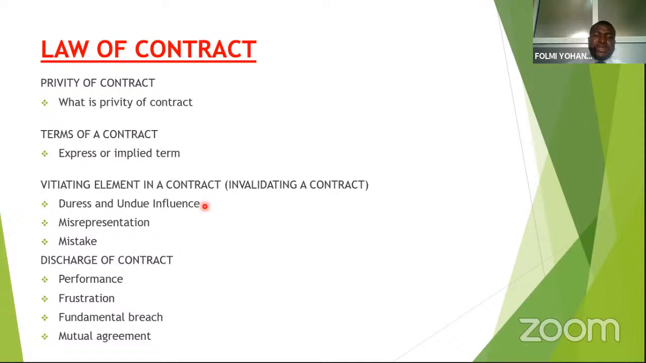Then we also have mistake, in the sense that mistake is not only as we used to have in our normal parlance. It can be that way too, but mistake can be in such a way that, let's say Mr. Johnson wants to sell a filling station to Mr. John. As of the time of the negotiation, they've already agreed on payment.